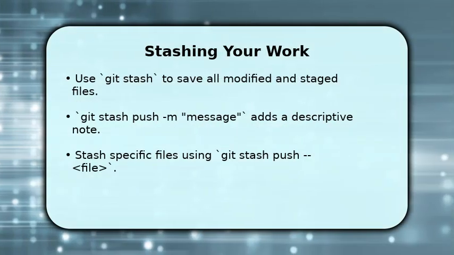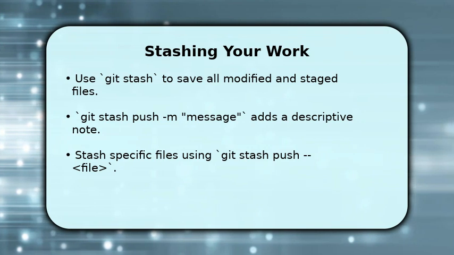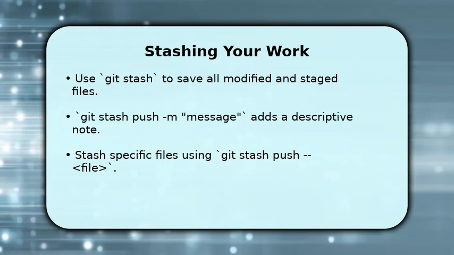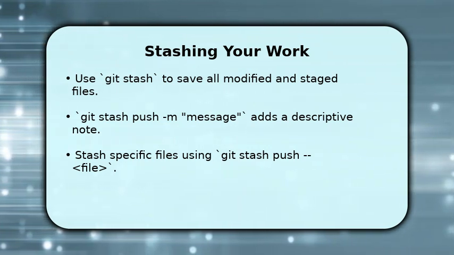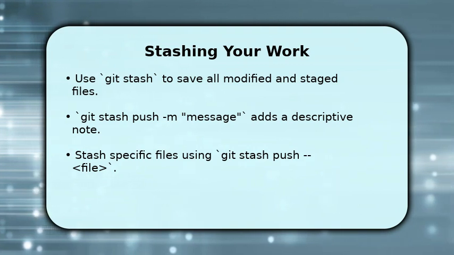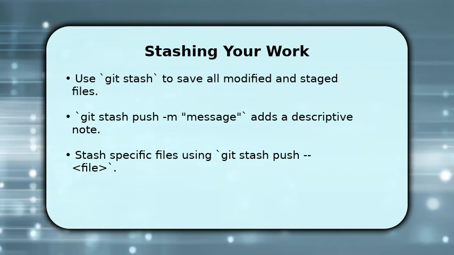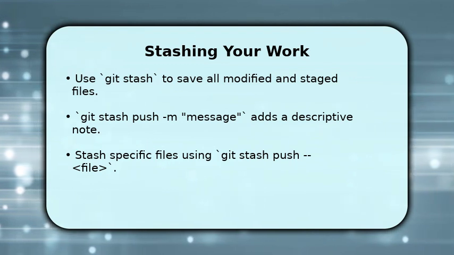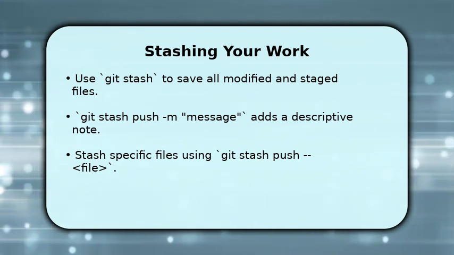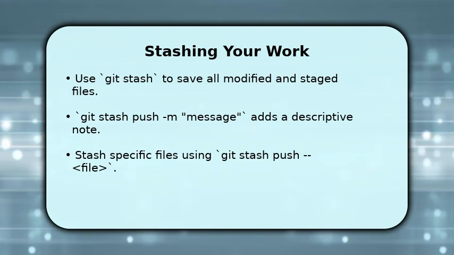To stash your current changes, simply type git stash. This command saves all modified tracked files and staged changes. If you want to add a message for better organization, use git stash push -m "your descriptive message here". For more granular control, you can even stash specific files by specifying them after git stash push. Remember, untracked files are ignored unless you use the -u option.